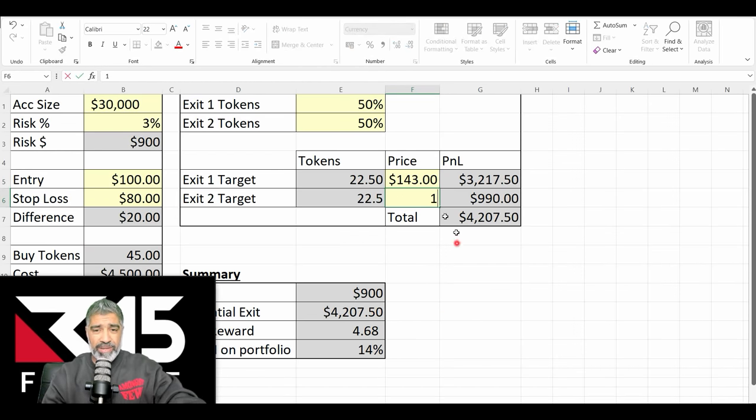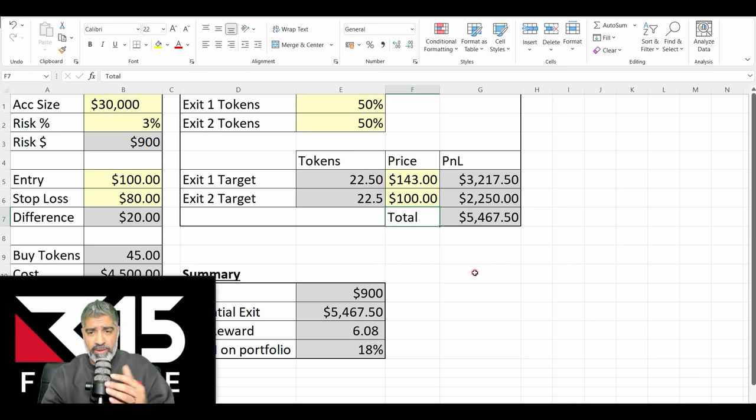Let's just say the second position was break even. Then we know we still make 18% of our entire portfolio when we're wrong. We make $5,500 by risking 900 when we're wrong. That's the aim, to make good money when you're wrong. And when you're right, you make really good money.